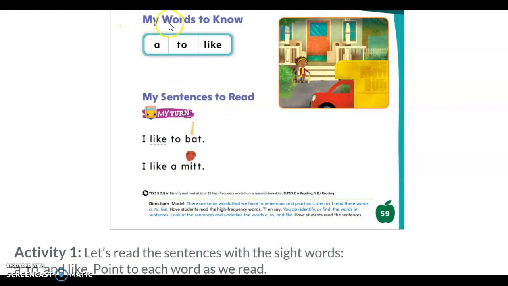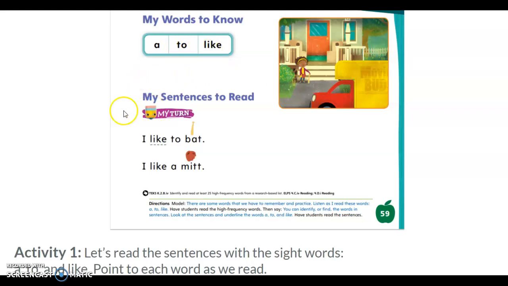So it says, my words to know. These are the 3 sight words we are working with this week. Ms. Shaw uses the words high frequency and sight words interchangeably. That means they mean the same thing. So our 3 sight words are a, to, and like.